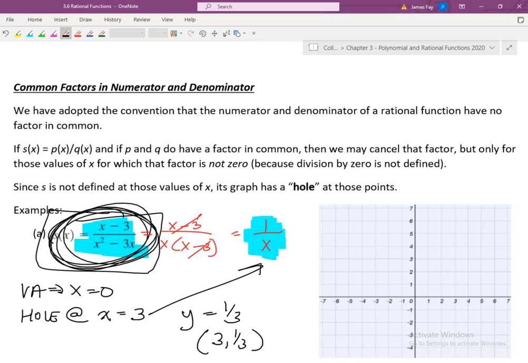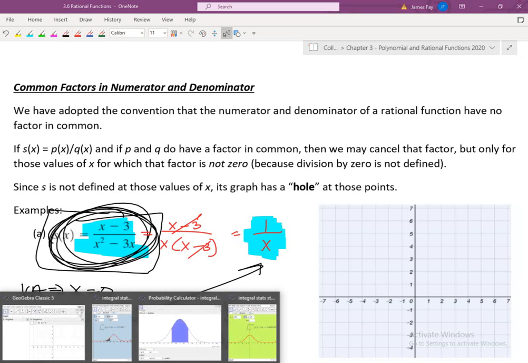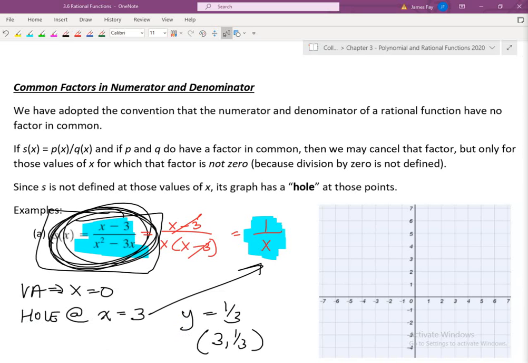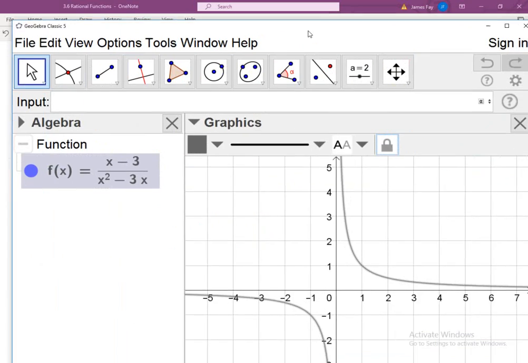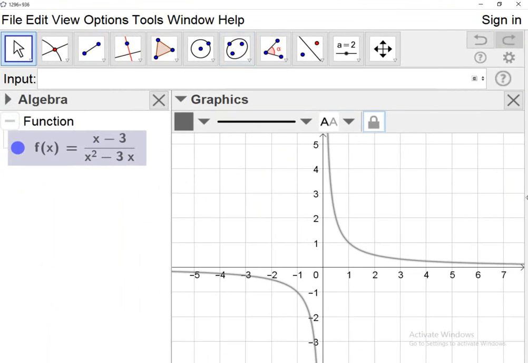Is x equals 3 not a real graph because it's a hole? Yes. So when we graph this, I'm going to do this in GeoGebra just to make it a little bit quicker to make our comparisons. If I look at x minus 3 divided by x squared minus 3x, we get that graph right there.